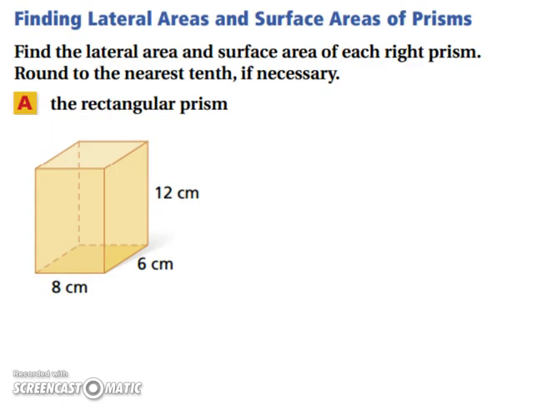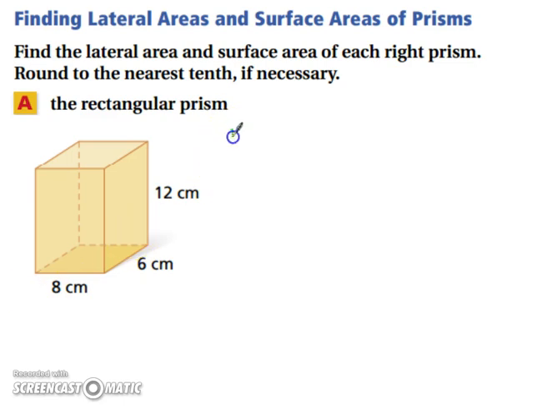Find the lateral area and surface area of each right prism. Round to the nearest tenth if necessary. So take a moment and write this example down. Now that you've had a moment to write this example down, let's try it together.